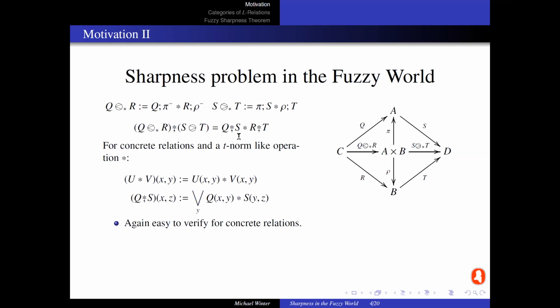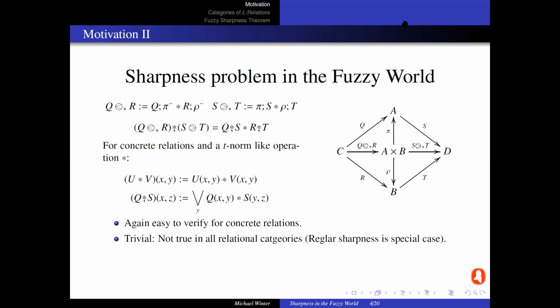Again, it is very easy to verify this for concrete L-relations in this case, so lattice-valued relations. That basically means that the idempotency of meet does not really play a role in proving this, because star again is not necessarily idempotent. But it's also not true for all relational categories, right? Because this is just a special case of the regular unsharpness property by simply replacing star by meet. So of course this is also not true in general.